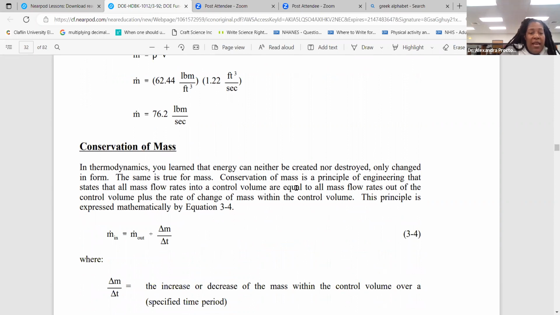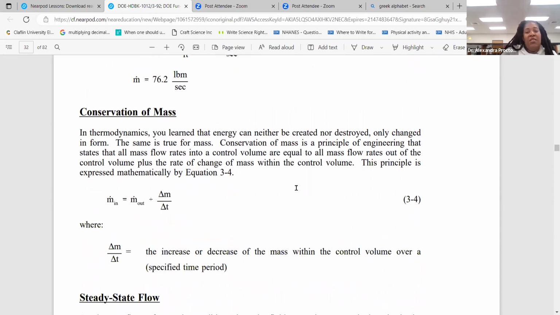So in thermodynamics, you learn that energy is neither created nor destroyed. It's only changed in form, and the same is true for mass. And so therefore we have the conservation of mass, which is a principle of engineering that states that all mass flow rates into a control volume are equal to all mass flow rates out of a control volume, plus the rate of change of mass within the control volume.